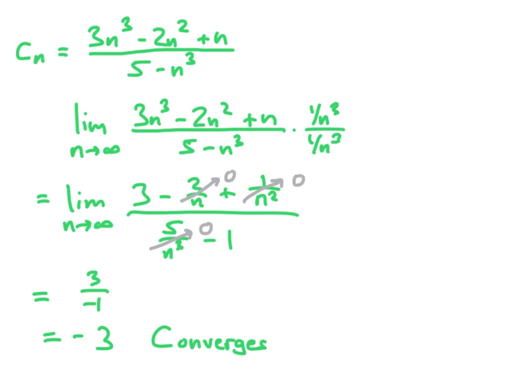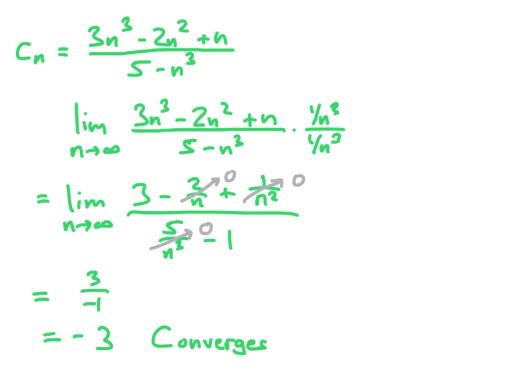Our third sequence, c sub n, is given by the rational function 3n cubed minus 2n squared plus n all over 5 minus n cubed. Since we have a rational function, one approach to finding the limit of this sequence is to multiply and divide by 1 over n cubed, which will effectively divide every term in our sequence general term by n cubed, resulting in the limit as n goes to infinity of 3 minus 2 over n plus 1 over n squared, all over 5 over n cubed minus 1.